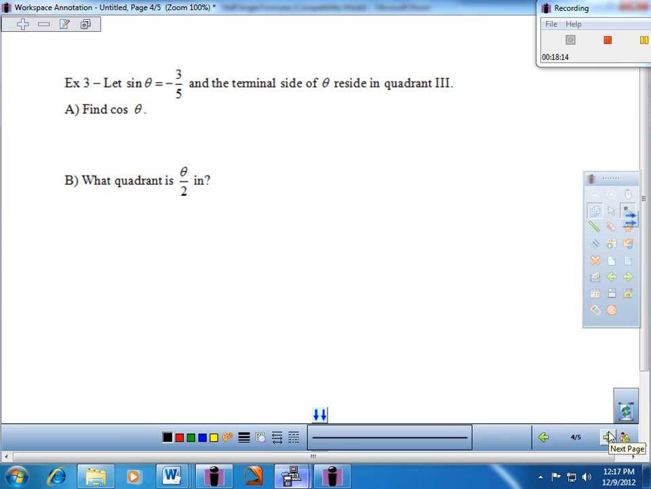Alrighty, well let's bear down on what we need to do, just this example 3. Example 3 says let sine of theta equal negative 3/5, and the terminal side of theta is in quadrant 3. Find cosine of theta, and then, oh yeah, this is the piece right here. Now if we're going to do the half angles, which is obviously what we're going to do here, the half angles all stem from this piece.